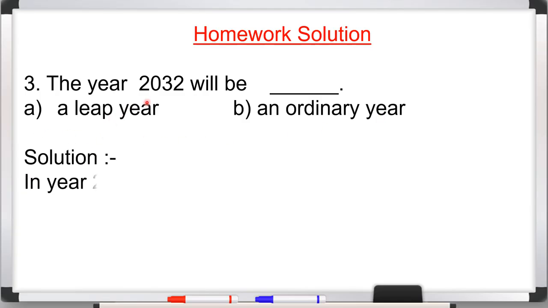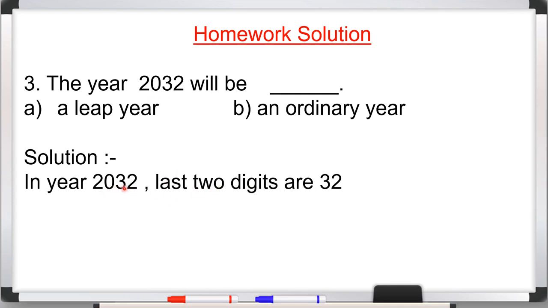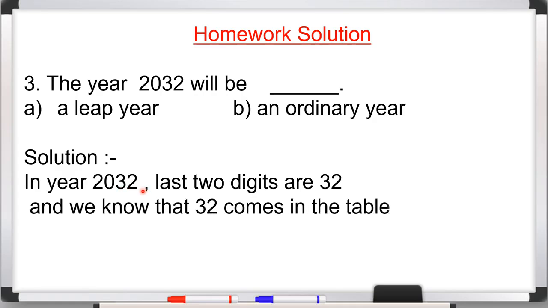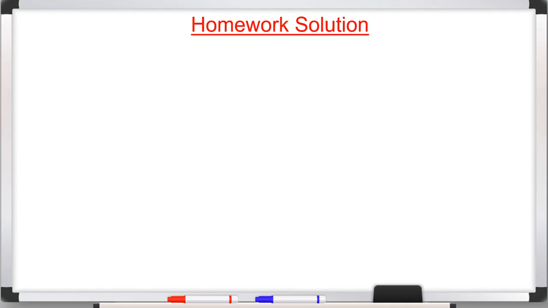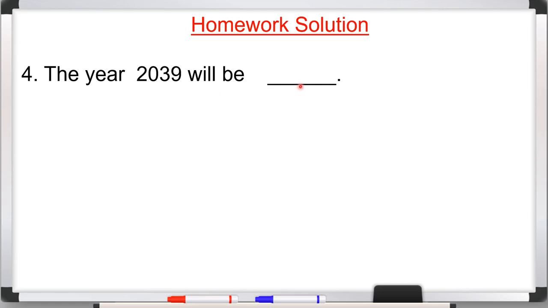So in year 2032, last two digits are 32. Okay, and we know that 32 comes in the table of 4. It means it is divisible by 4. Okay, so 2032 will be a leap year. Okay, so what is its answer? That option number A is correct, a leap year. Now question number 4. The year 2039 will be dash. So again we have two options, a leap year or an ordinary year.